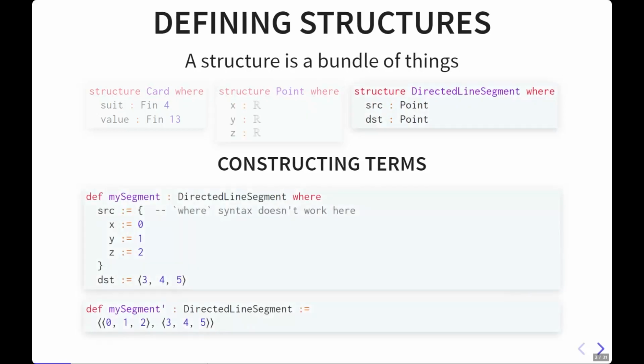Slightly more complex example, here's how you construct a term of a nested structure. So we can use where for the outermost level, but the where syntax, for whatever reason, isn't valid inside that. So now we switch to the curly bracket syntax to define this inner source. And so here we've defined a directed line segment from the point 0, 1, 2 to the point 3, 4, 5. And again, you can use this anonymous constructor notation with the angle brackets to do this all in one dense, unreadable line.